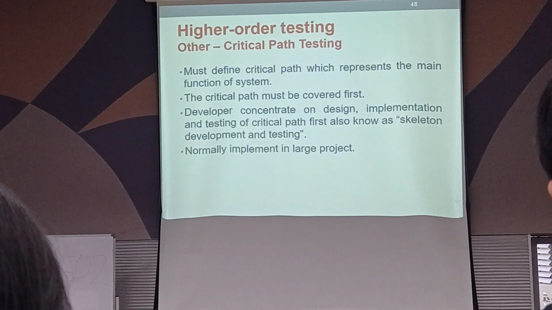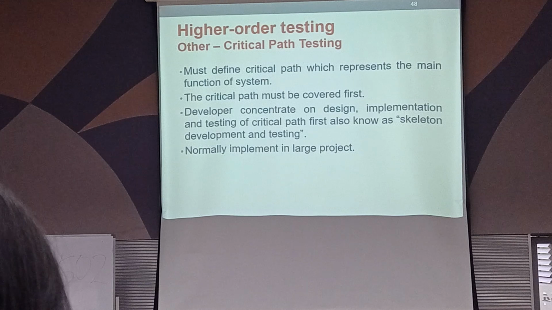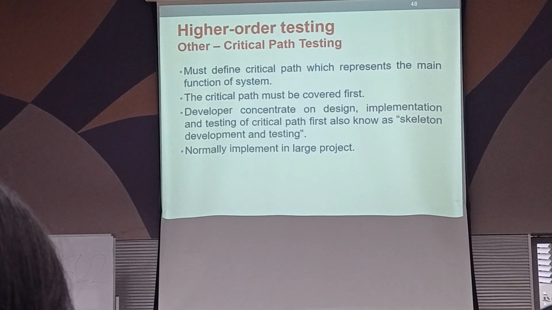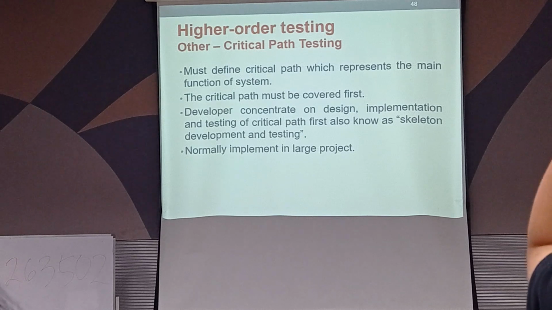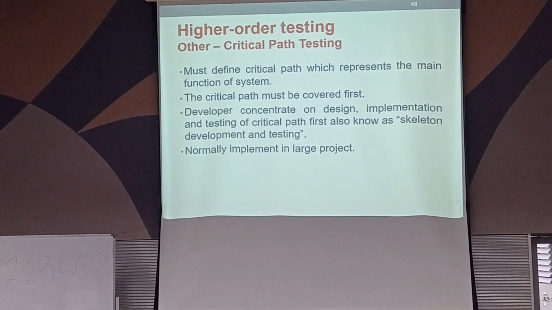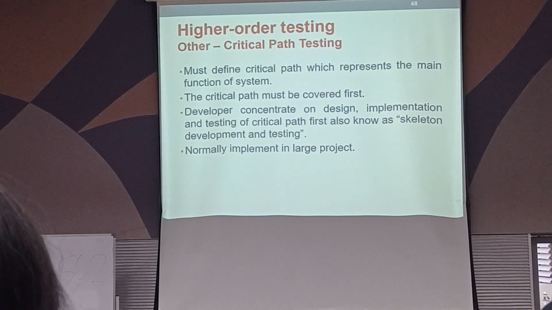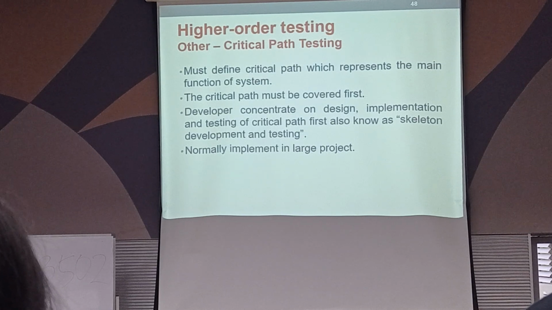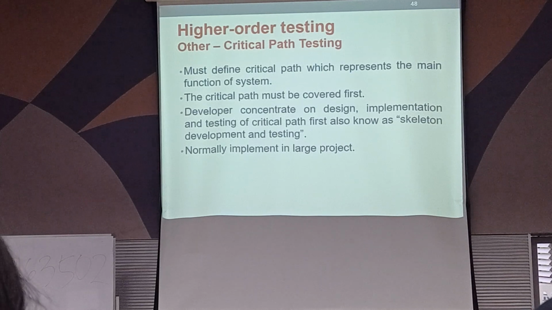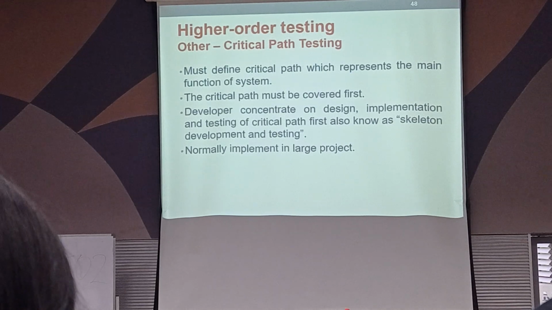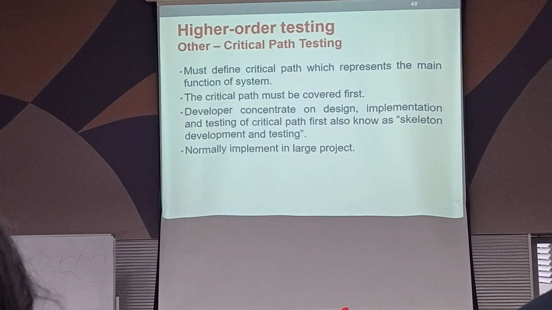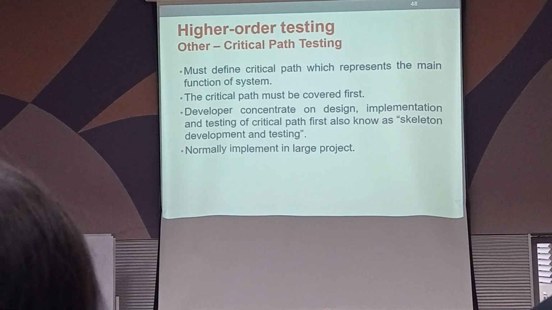Okay, then we have the critical path testing. Critical path is about the main functionalities of the system, where the critical main functionalities must be covered first. So this concentrates on the design, implementation and testing to know the backbone of the system is working fine without any issue before we start with other functionalities. Normally when we are involved with any large project or any highly critical project, we always put the critical path as the priority.